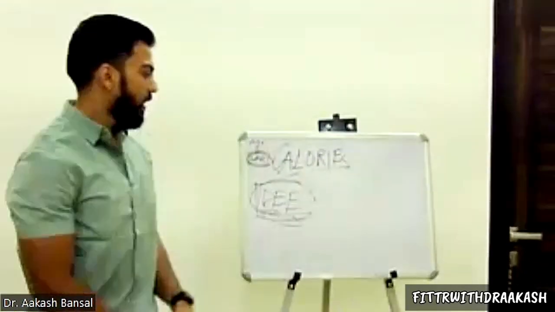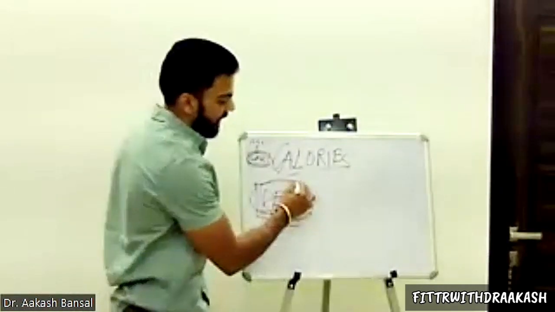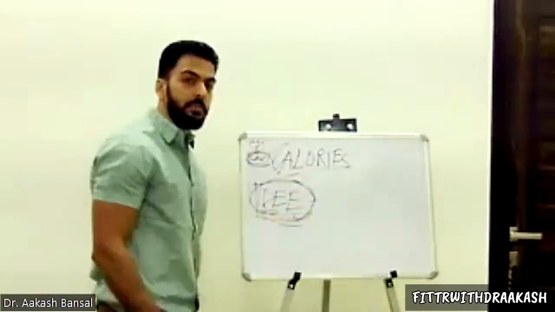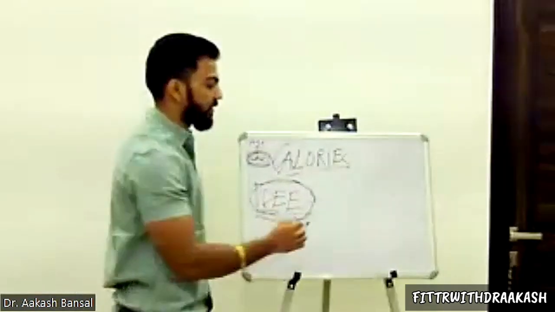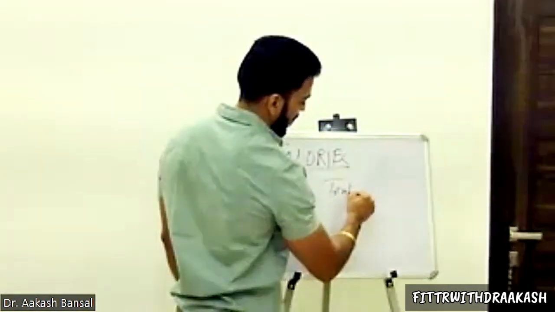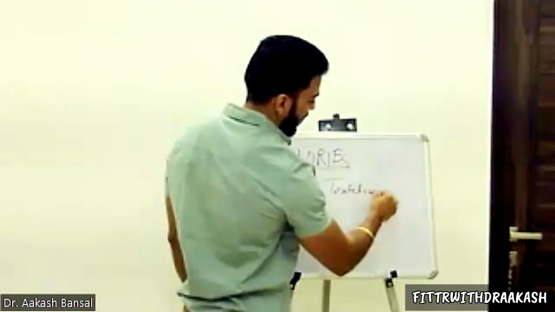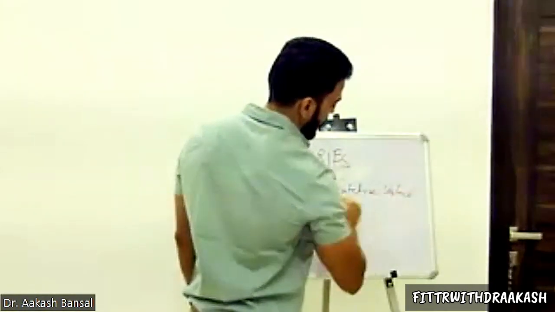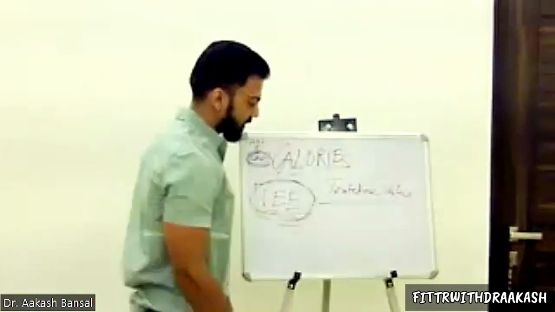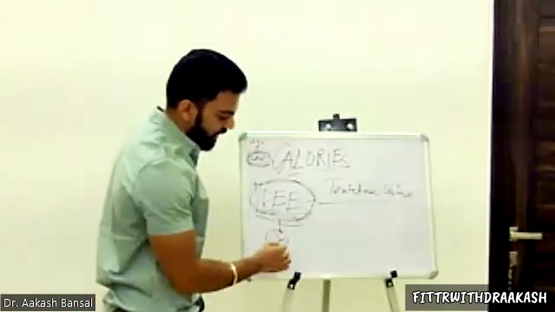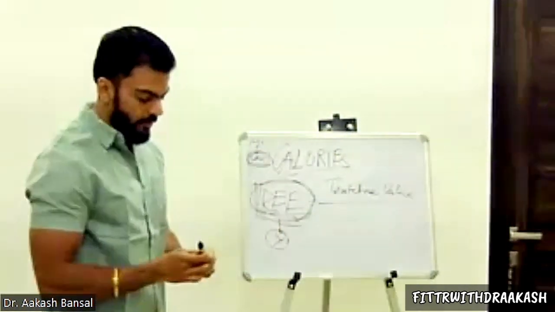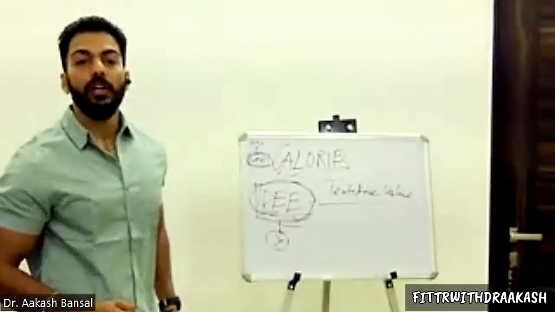So what happens while we are calculating the TDEE? Sumira has rightly mentioned in the comment section, it is giving you a tentative value. It is giving me a tentative value that okay, my TDEE is coming at Y. Why do we need this tentative value? We need a starting point for our diet.